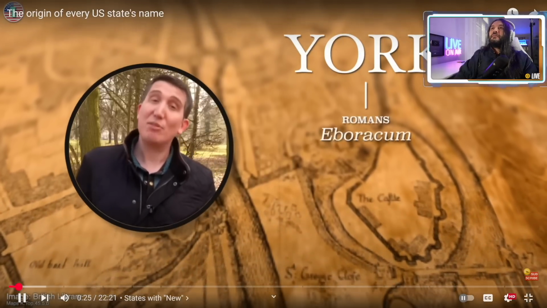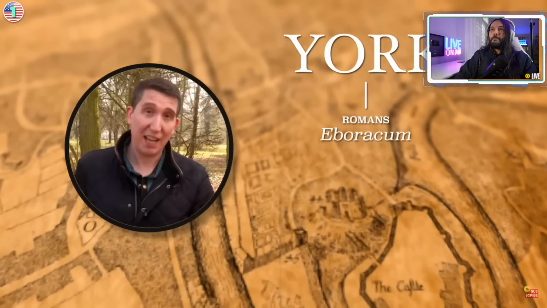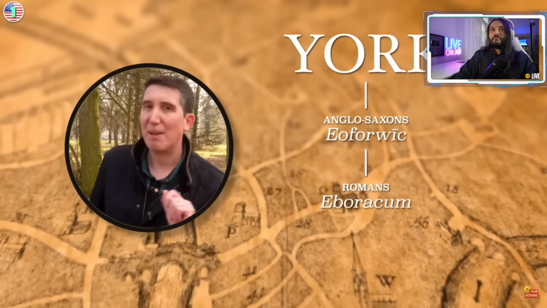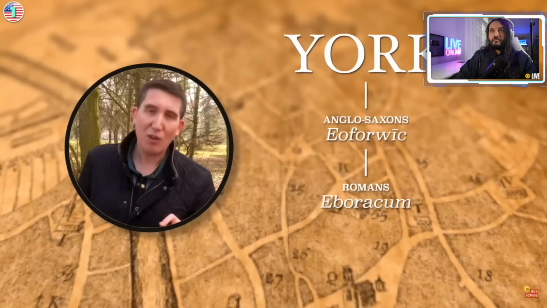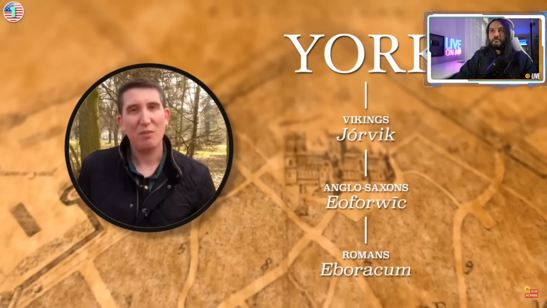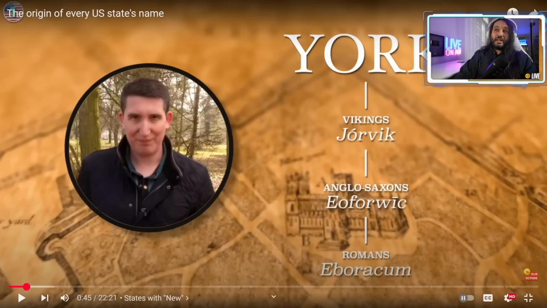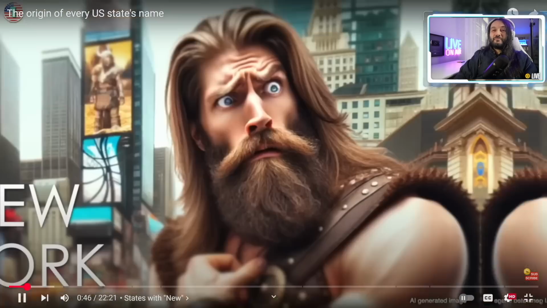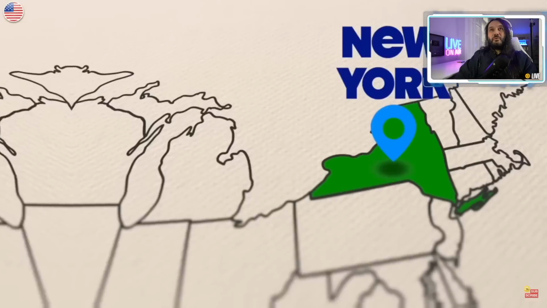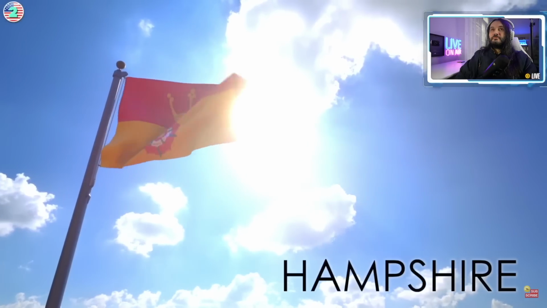Romans called the place Eboracum, inspired by an existing Celtic name for the area, meaning place of the yew tree. When the Anglo-Saxons came along, they put their own little spin on Eboracum and called it Jorvorvik, which translates as village of the boar. And then the Vikings named the place Jorvik, from which we get York. I've got to say the Viking has got the coolest name. If you want to know what the Vikings might have called New York, check out the Icelandic name for the place. Cool.